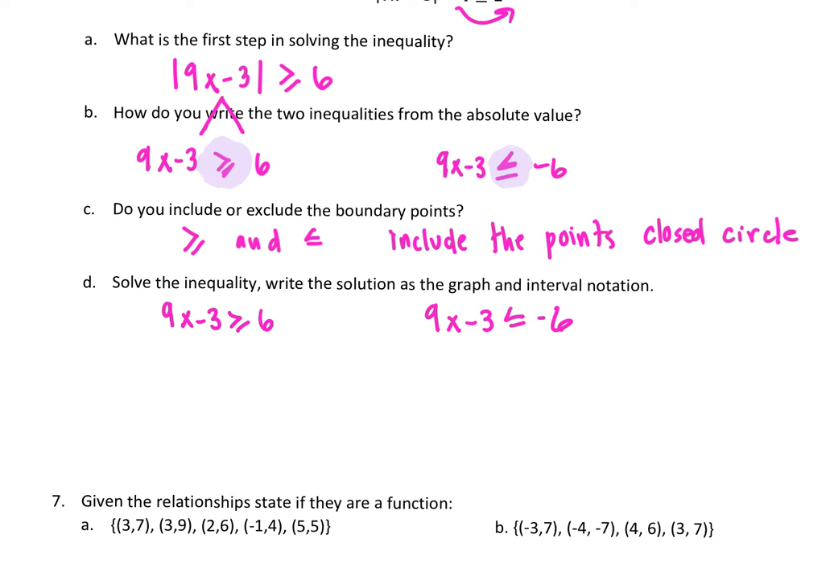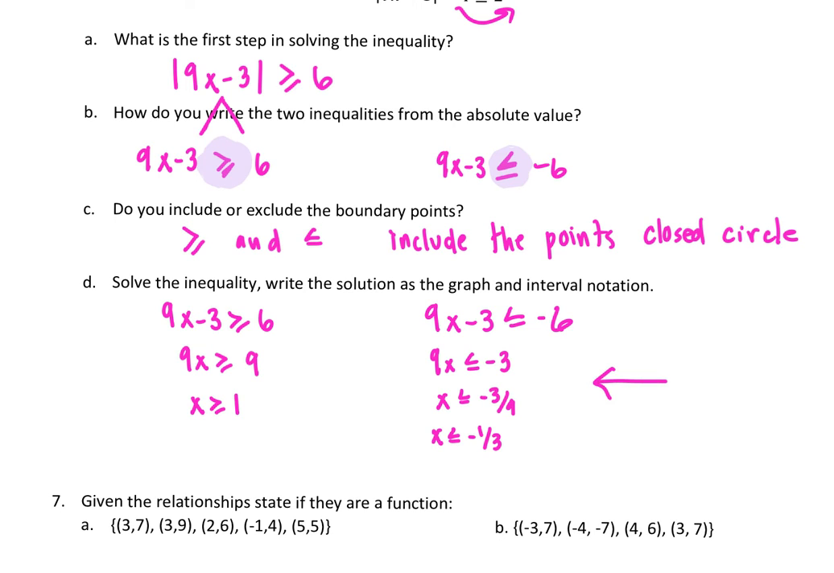So, I'm going to solve this first one by adding 3. So 9x is greater than or equal to 9. And then I divide both sides by the 9. x is greater than or equal to 1. Notice on that, I divided by a positive 9, so I do not flip the sign. So we have x is greater than or equal to 1. On the other side, I'm going to add the 3 over, that's negative 3. Divide both sides by 9, we get x is less than or equal to negative 3/9, which is the same thing as x is less than or equal to negative 1/3.